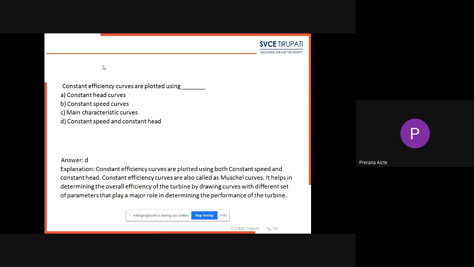Next question. Constant efficiency curves are plotted using constant speed and constant head curves. The constant efficiency curves are also called the Muschel curves. It helps in determining the overall efficiency of the turbine by drawing the curves with a different set of parameters that play a major role in determining the performance of the turbine.